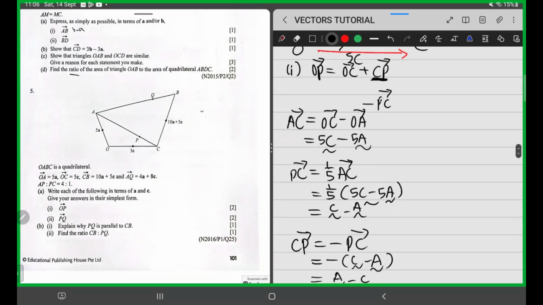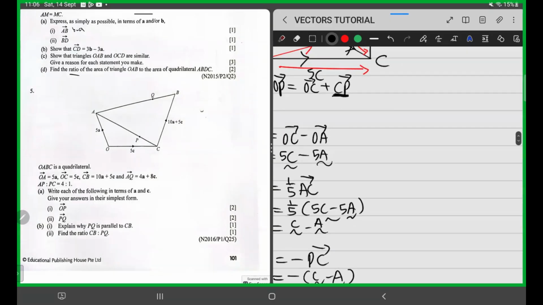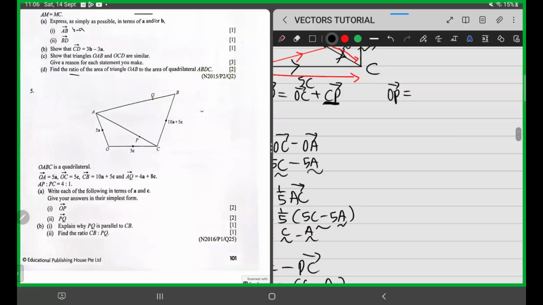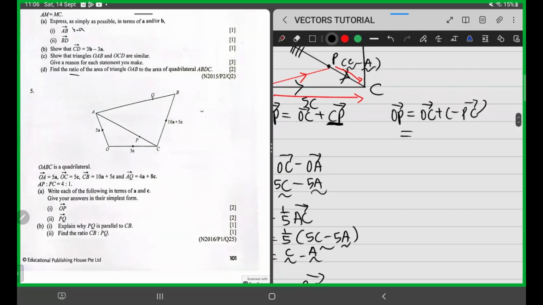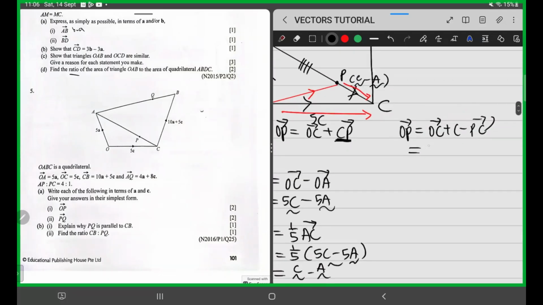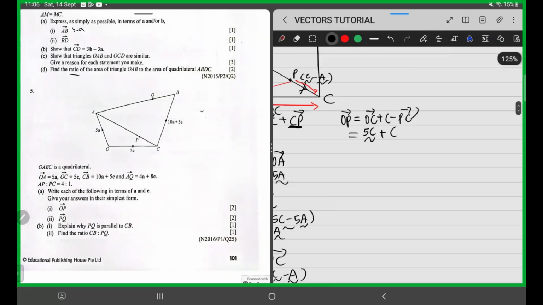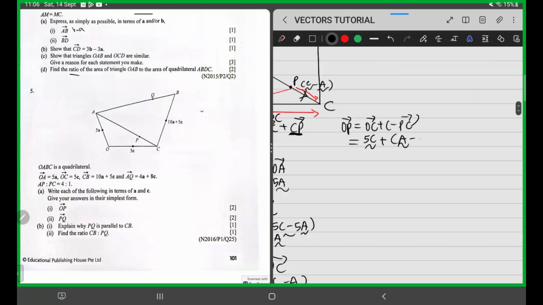So therefore, your answer will be OP is just OC plus negative PC, which gives you 5C plus bracket A minus C, which therefore gives you 4C plus A.